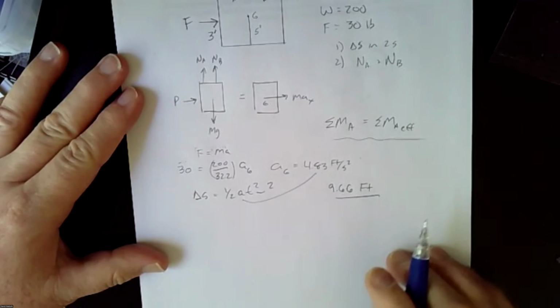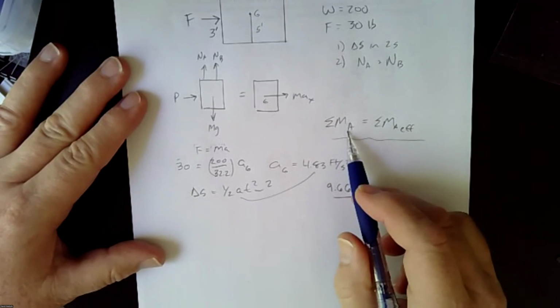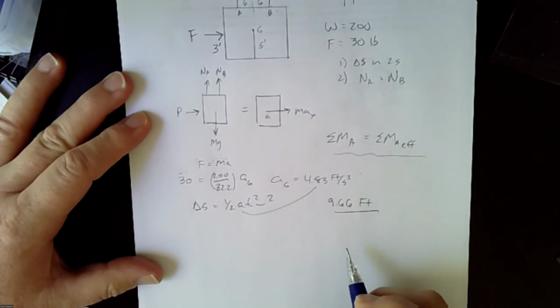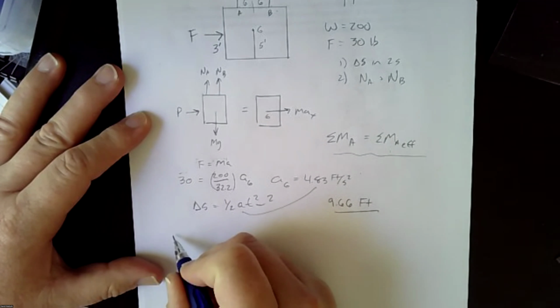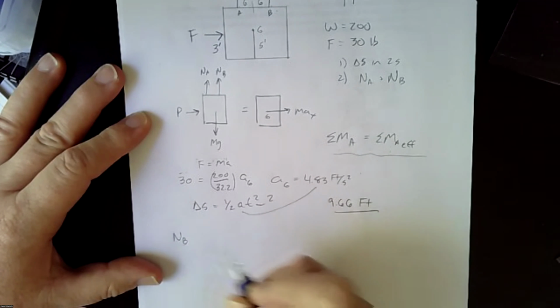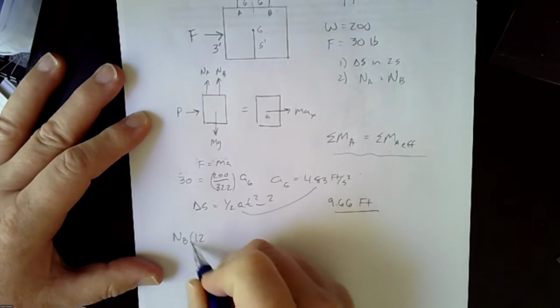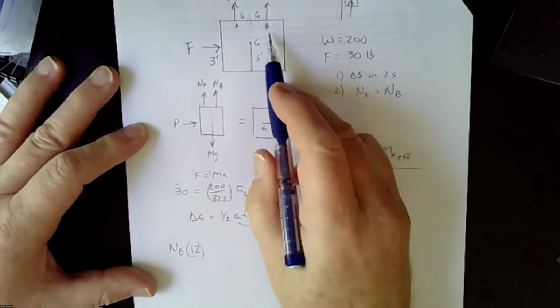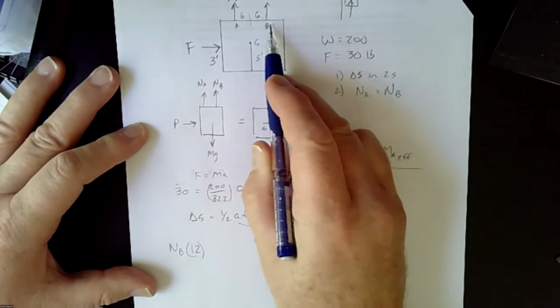All right. So let's look at what I was saying about the sum of the moments about A equals the sum of the moments about A effective. So if we do that, we have the normal force of B times 12, right? And this is counterclockwise. So normal force of B, 12 feet away from A.